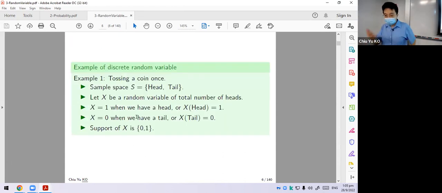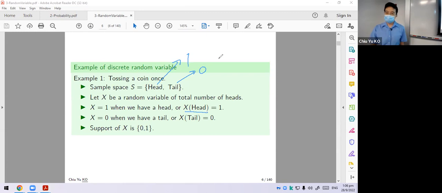Okay. So let's go back to the example. We toss a coin once, right? It's either head or tail. So what is a reasonable way to put numbers to these two outcomes? You can put any number, but we decided to say X is the number of heads. Of course, you can do the number of tails, the same in this case, because it's either head or tail. In that case, we put head is 1, tail is 0.